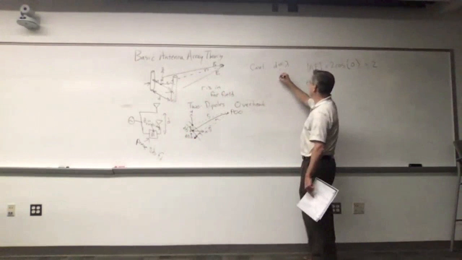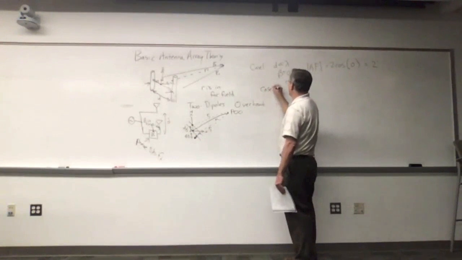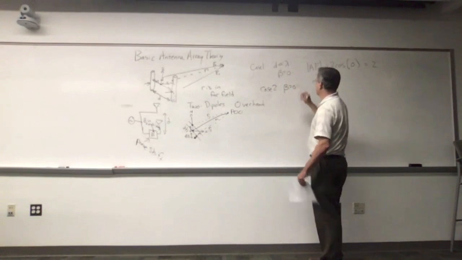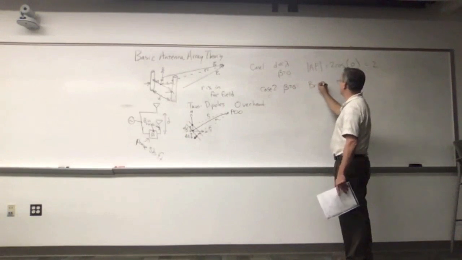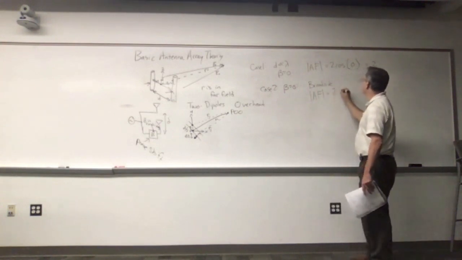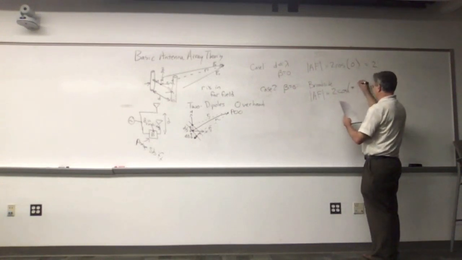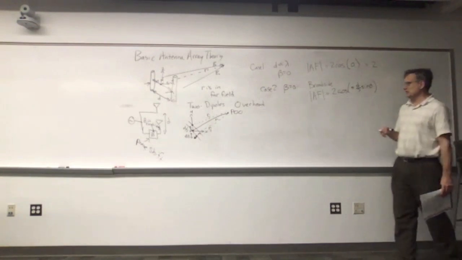So in this case, beta is equal to 0. This is close together. Let's look at special case number 2. D can be whatever it wants to be, but beta is still equal to 0. And that is called broadside. And in that case, we have our original expression. And there's still a dependence on D.